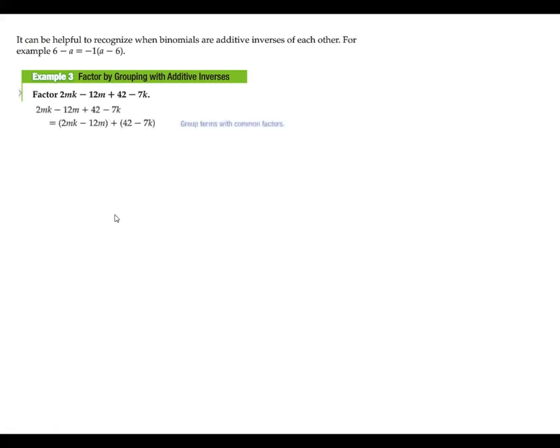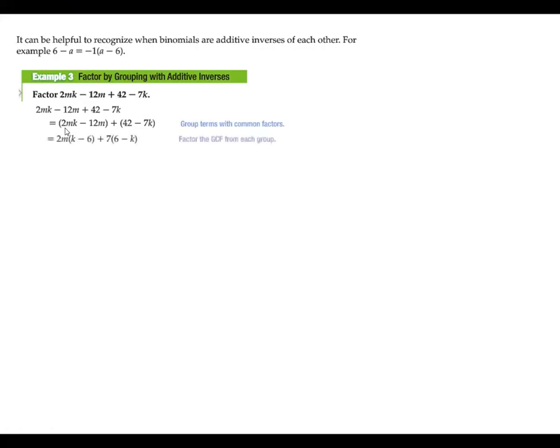It can be helpful to recognize when binomials are additive inverses of each other. For example, 6 minus a, you can rewrite as negative 1 times a minus 6. It's kind of like you factor out a negative 1 and then it flips it around. So let's check this one out. Here, the way it's grouped, you can group the first two terms together and the last two terms together.